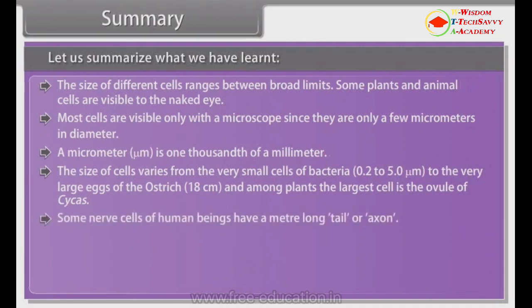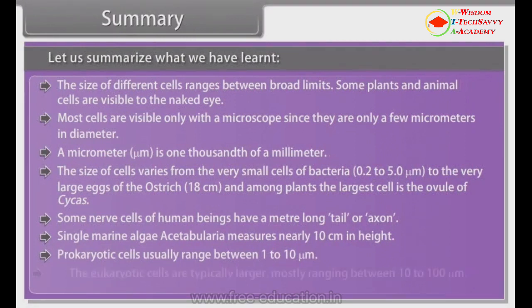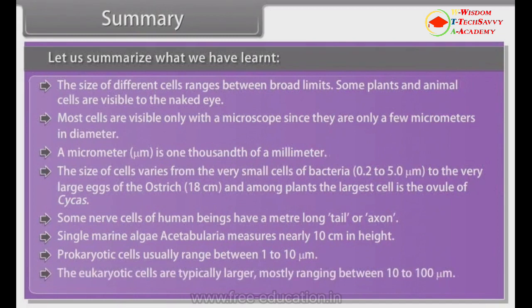Some nerve cells of human beings have a meter long tail or axon. Single marine algae, Acetabularia, measures nearly 10 centimeter in height. Prokaryotic cells usually range between 1 to 10 micrometer. The eukaryotic cells are typically larger, mostly ranging between 10 to 100 micrometer.